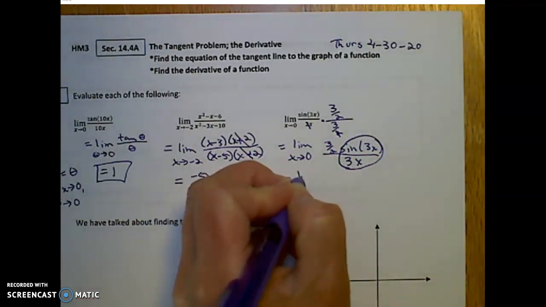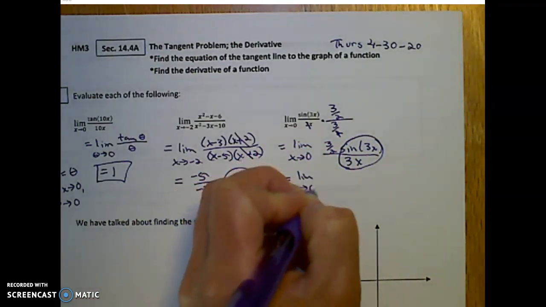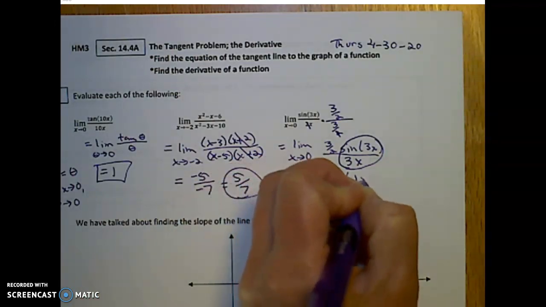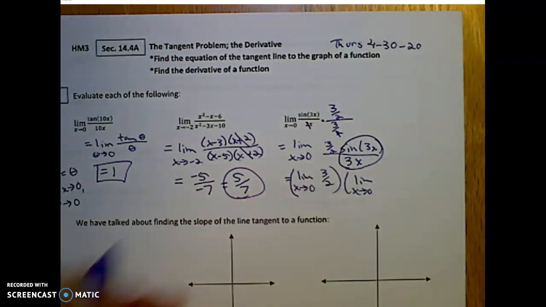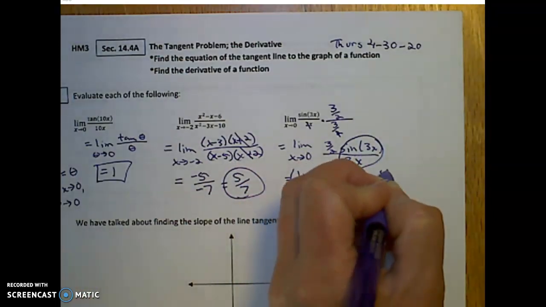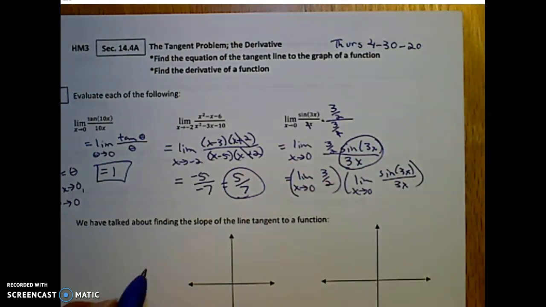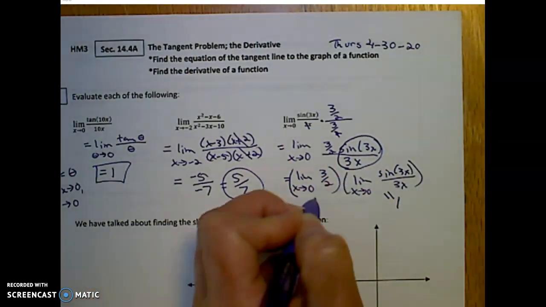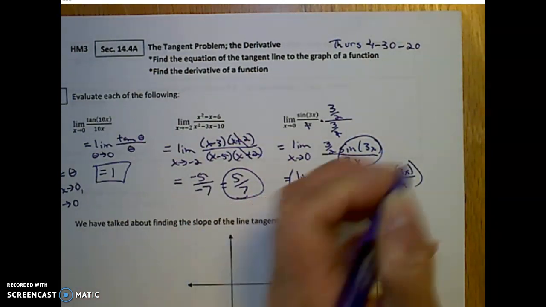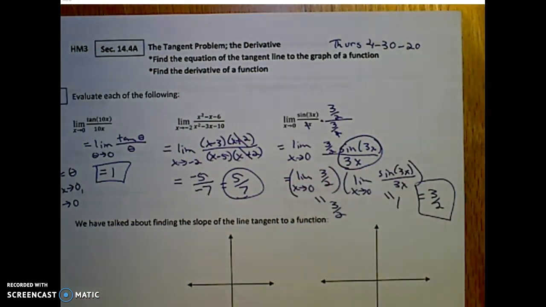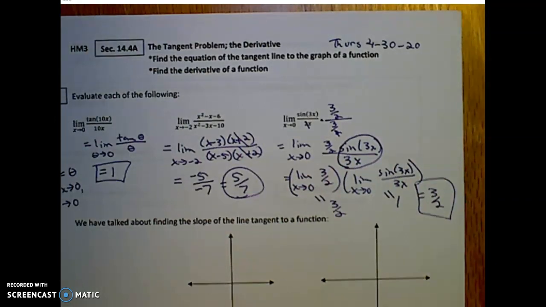So this is equal to the limit as x approaches 0 of 3/2 times the limit as x approaches 0 of this, which I wanted, sine of 3x over 3x. This is equal to 1. This is equal to 3/2, and I'm left with 3/2. All right, using some of those trig limits.